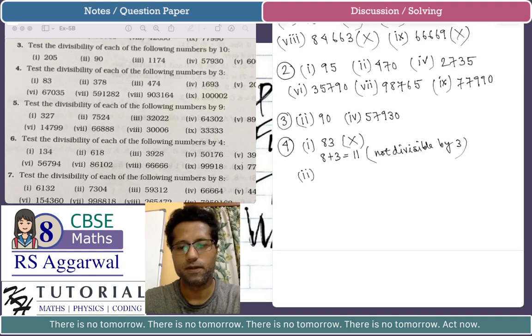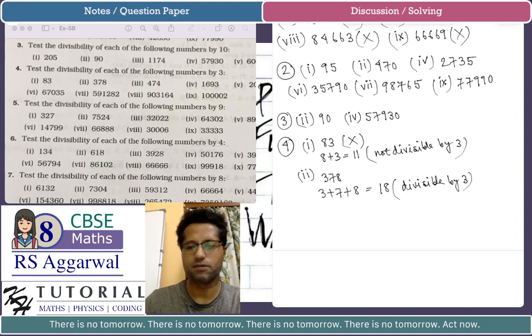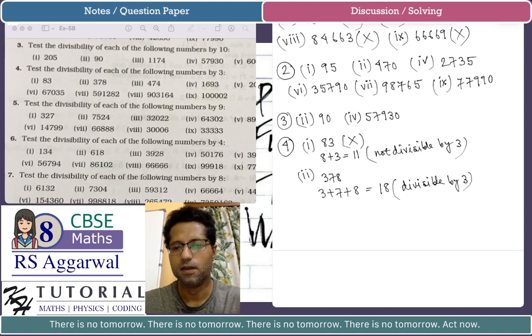2 is 378. Let's check. The sum of the digits is 3 plus 7 plus 8, which is equal to 18, and this is divisible by 3. 18 is divisible by 3. 18 is the sum of the digits of the number 378. Hence, the number 378 is divisible by 3.